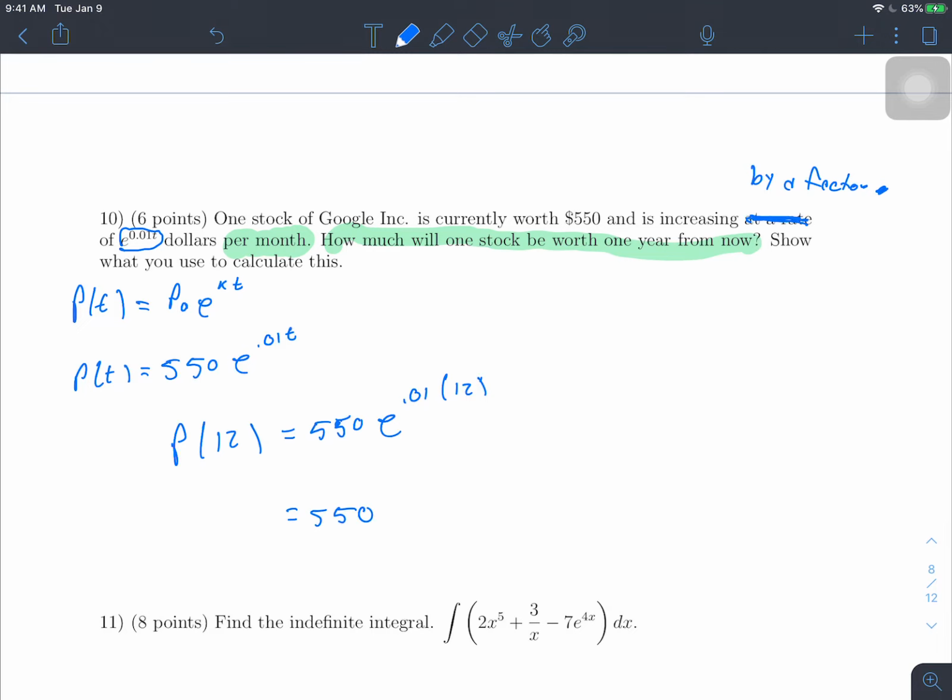So, well, let's simplify first. We got e to the 0.12. And if we take e to that value, we get 1.12 something multiplied by 550. We get $620 and 12 cents. And I'm going to write approximately equal to, because there's a little bit of decimals beyond this.